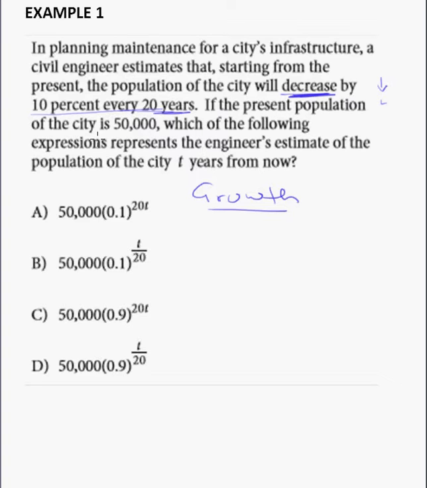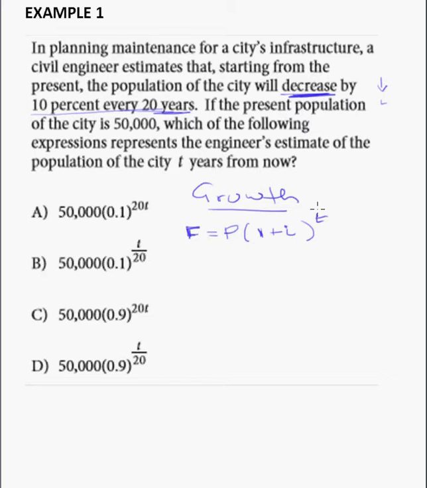If the present population of the city is 50,000, which of the following expressions represents the engineer's estimate of the population of the city t years from now? Now, let's recap quickly. We said that the future value F, when you are dealing with a growth model, is always going to be equal to P, the present value, times 1 plus I to the power t, like that.